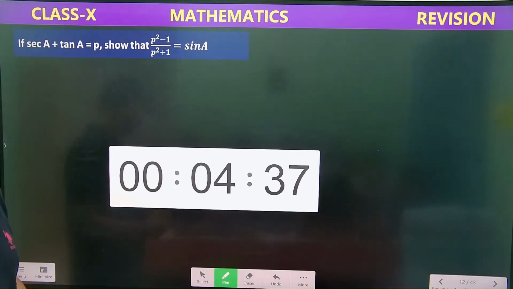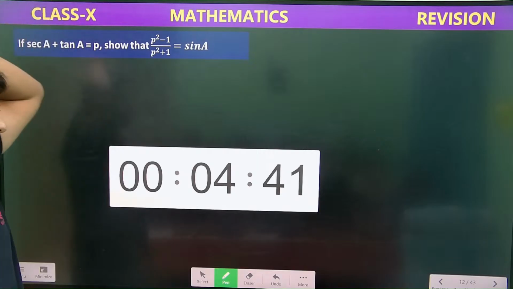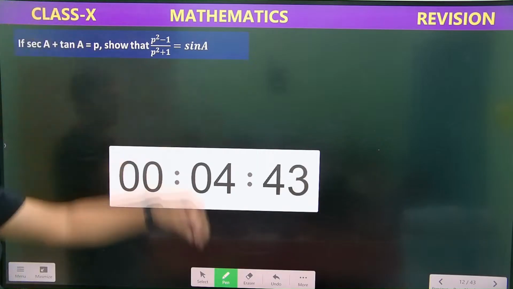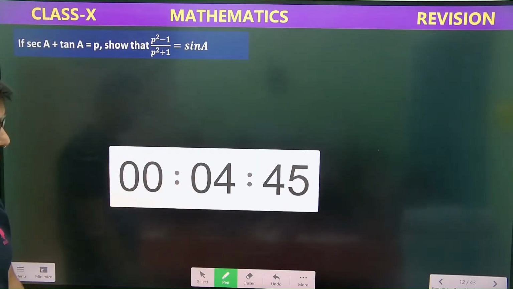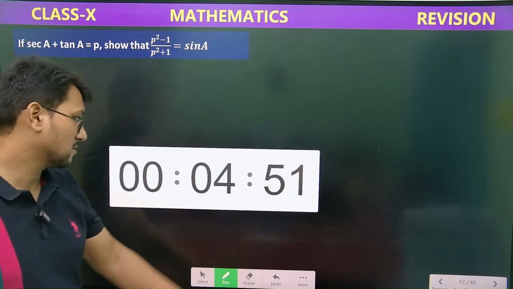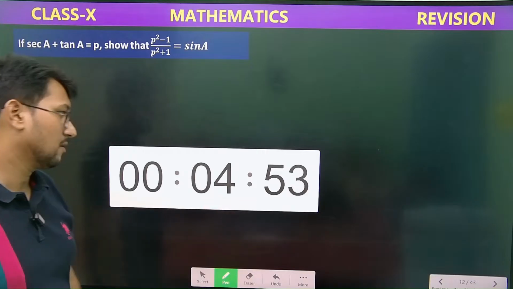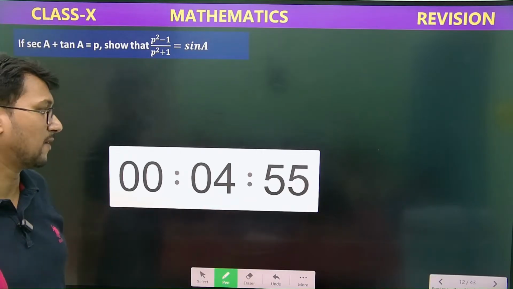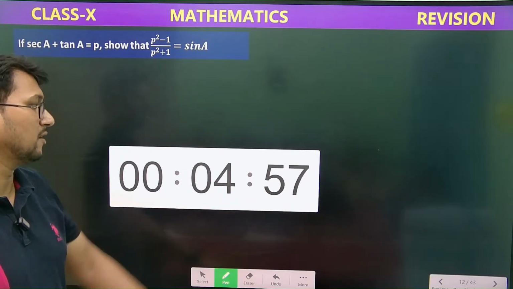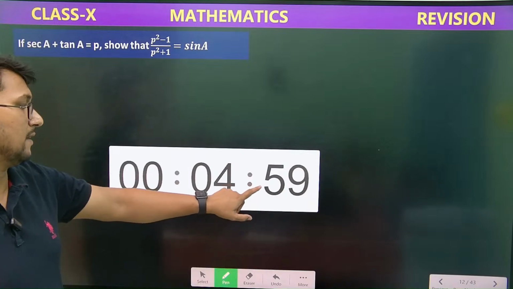हो गया तेरा? ठीक है. 20 second more. Six, 5, 4, 3, 2, 1, 0.